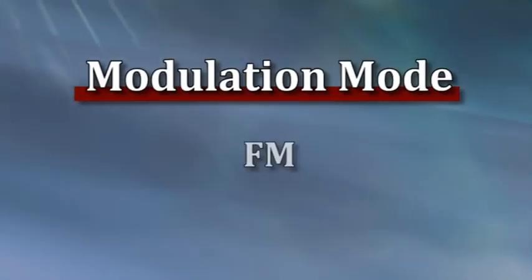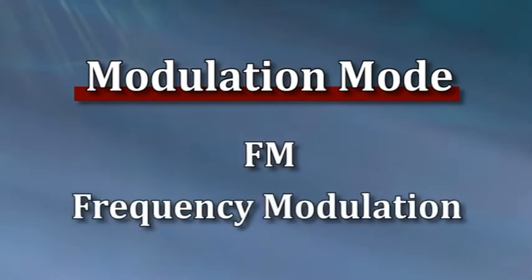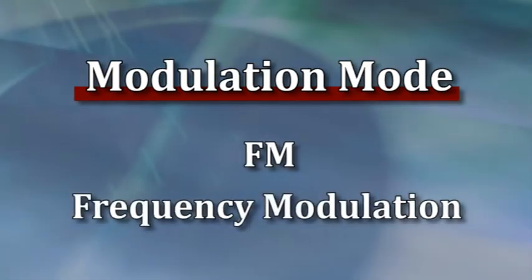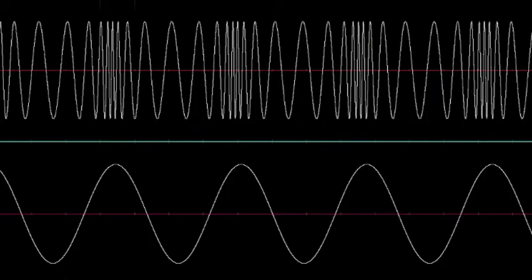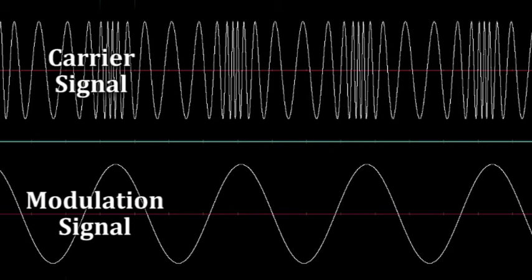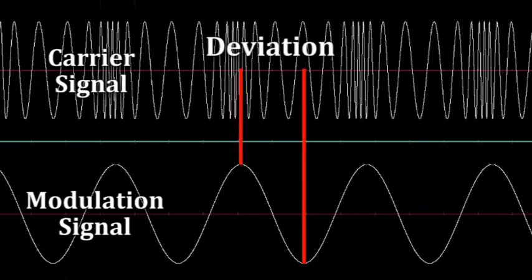The last common mode is FM, or frequency modulation. This is a very simple concept. In FM, the frequency of the carrier is shifted up and down in direct relationship to the modulating signal. As the signal voltage starts to go positive, the carrier shifts upward to a higher frequency. As the signal voltage goes negative, the carrier shifts downward to a lower frequency. How far the carrier frequency shifts is called the deviation.